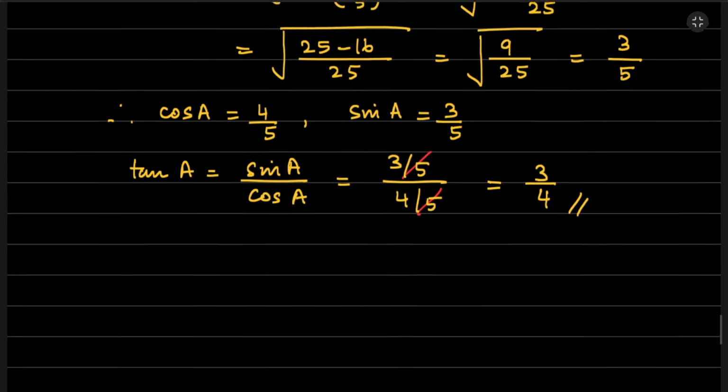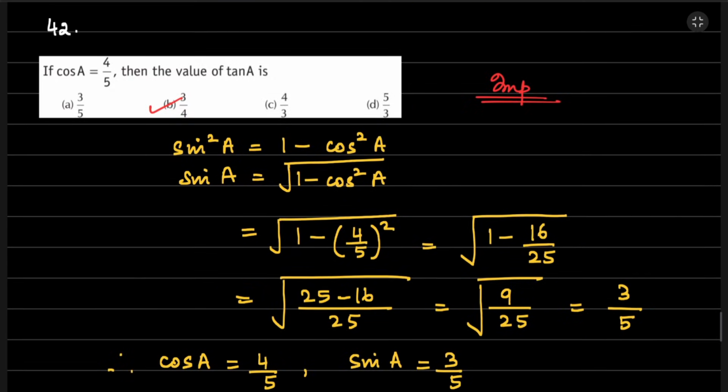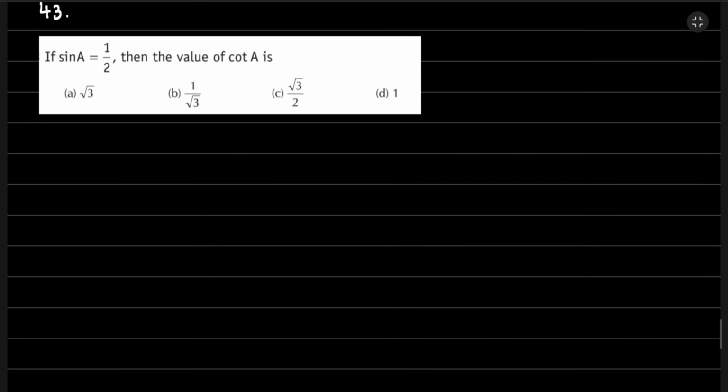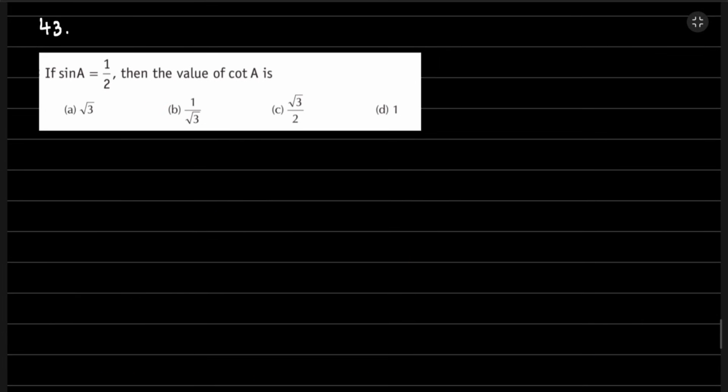You are given sine A. In the earlier question also you were given cos A. So if either one of them is given, you can find out the other. If cos A is given, you can find out sine A. If you know sine and cos, you can find out either cot or tan. So here in the next question, you are given sine A.